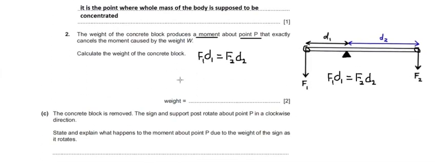So we can write down over here, I will write down weight for F1. F1 is nothing but the weight of the concrete block, and the distance is 0.7 plus 1.3, is equal to F2 d2. What is F2 d2? It is nothing but the moment of the weight of the signboard about point P that we have already calculated, and that is 1.7 into 10 raised to 4.